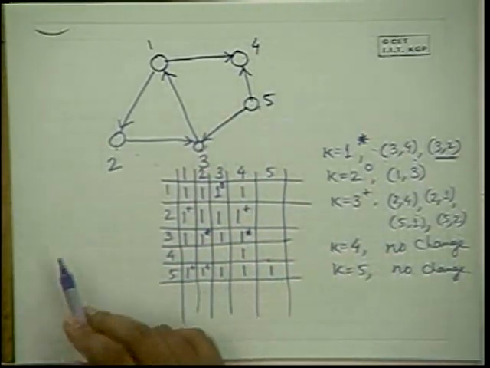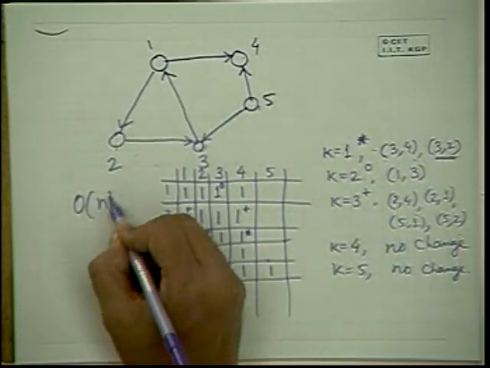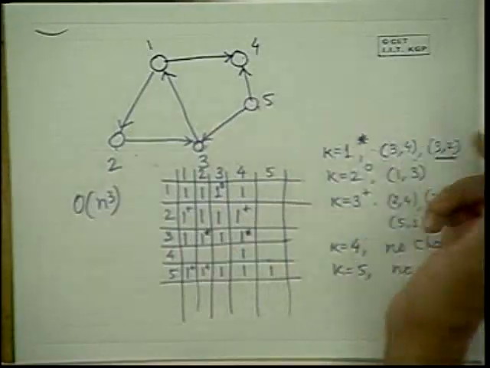So what is the complexity of this algorithm? Definitely it is order n cube because there are 3 loops, each one is running n times. So this is a very simple algorithm which can compute the transitive closure of a graph. Now we have computed only the transitive closure of a graph. Suppose we want to compute the all pair shortest path. We can have the same strategy now.